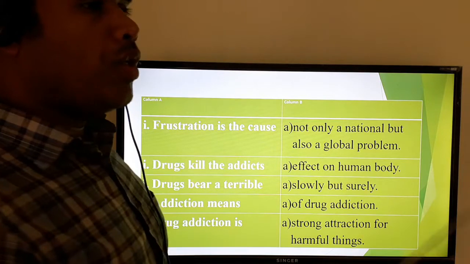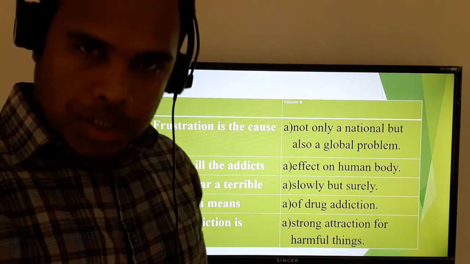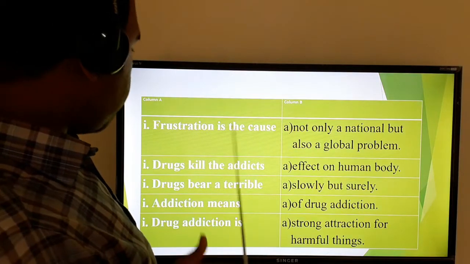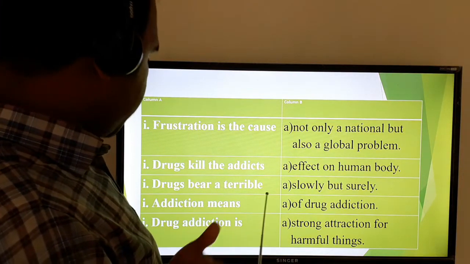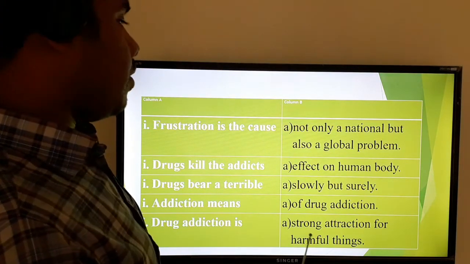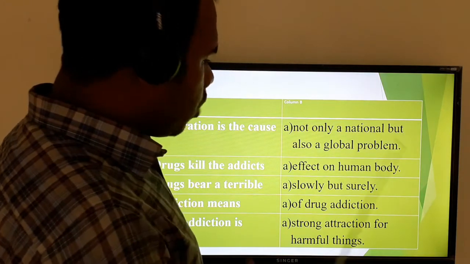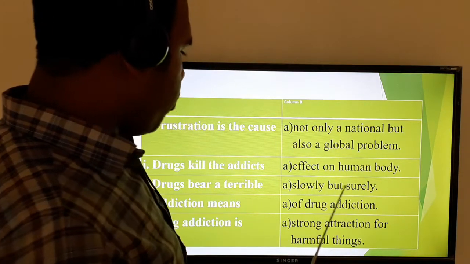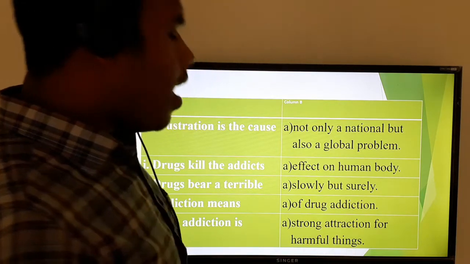We are talking about frustration. I think you know what frustration means. Frustration, that is depression. So frustration is the cause. Then drugs kill the addict. Drugs bear a terrible what? Addiction means what? We're talking about drug addiction, and then not only a national but also a global problem, an effect on the human body, slowly but surely, of drug addiction, a strong attraction for harmful things.